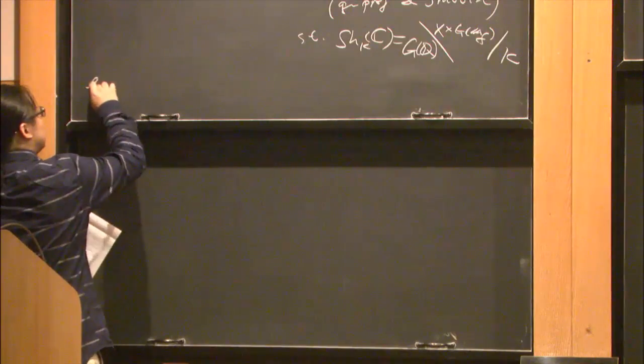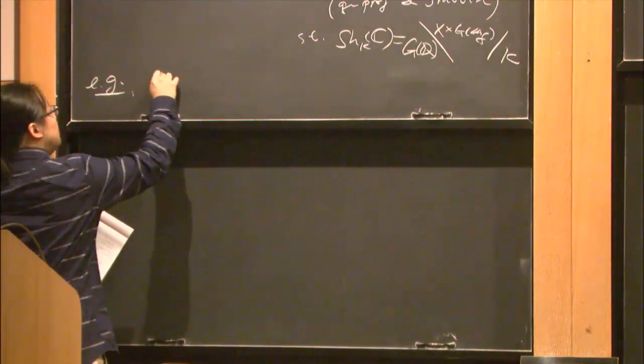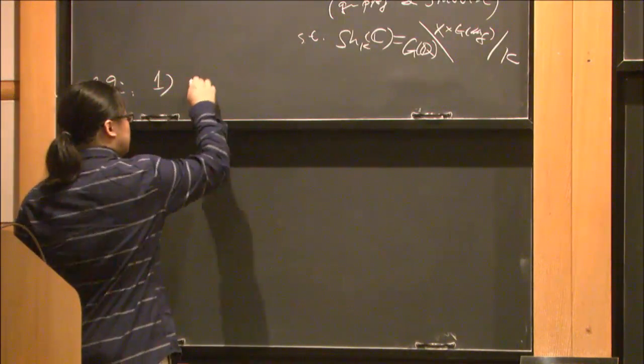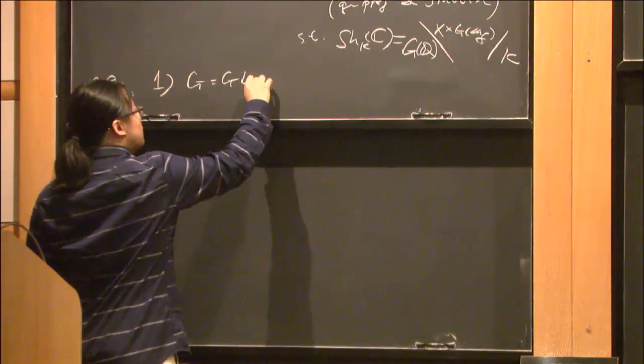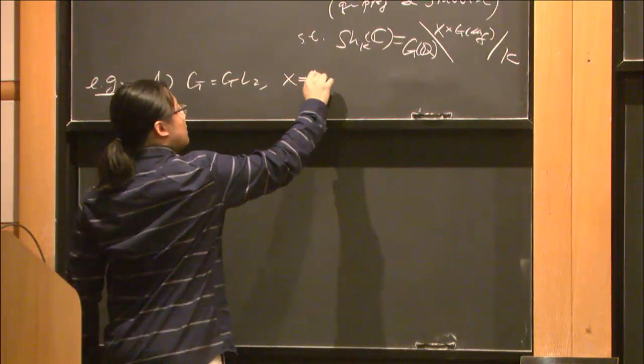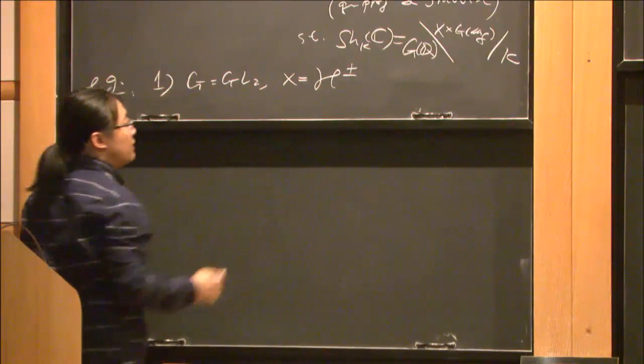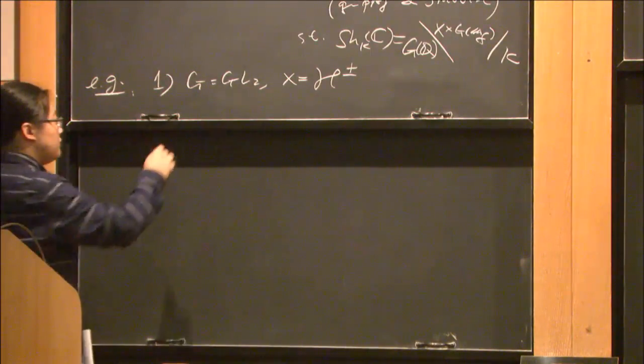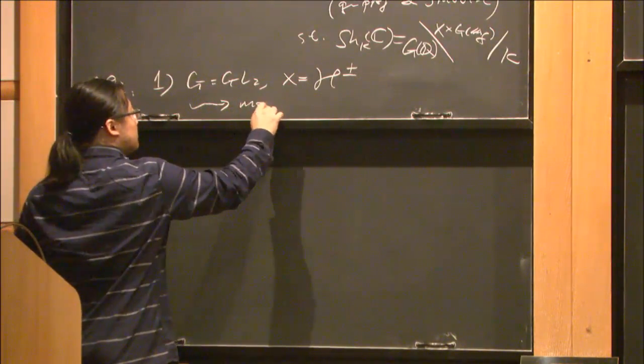So let me write down two examples. Firstly, if you take G to be GL_2, and you take X to be the upper and the lower half plane, then you get the theory of modular curves.